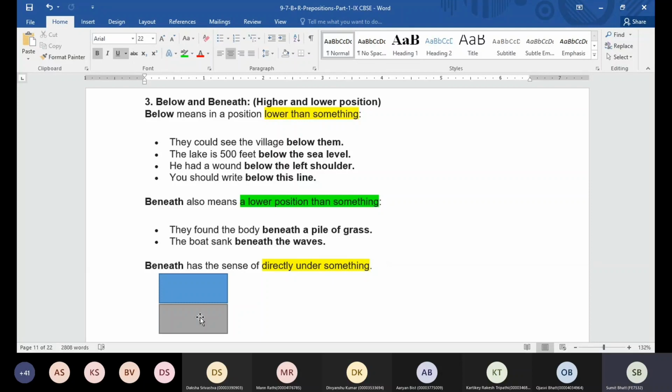But if you say one thing is completely covering another thing, then which word are we going to use? Beneath or underneath? Underneath. Then we are going to go for underneath.